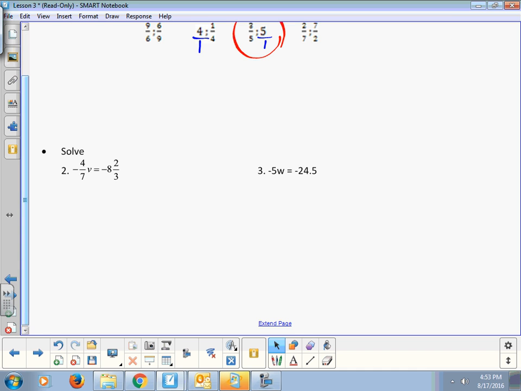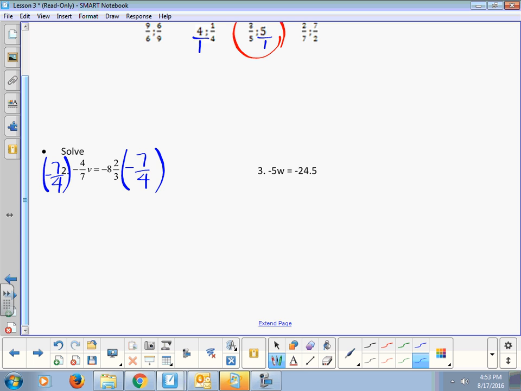For number 2, we have -4/7 v equals -8 2/3. We have a fraction coefficient, so we need to multiply by the reciprocal. The reciprocal of -4/7 is -7/4. So we have to multiply that on both sides. These will cross cancel and equal 1. 1 times v is v.